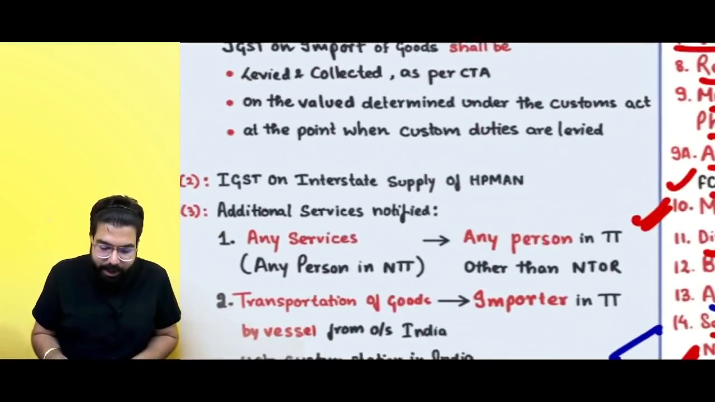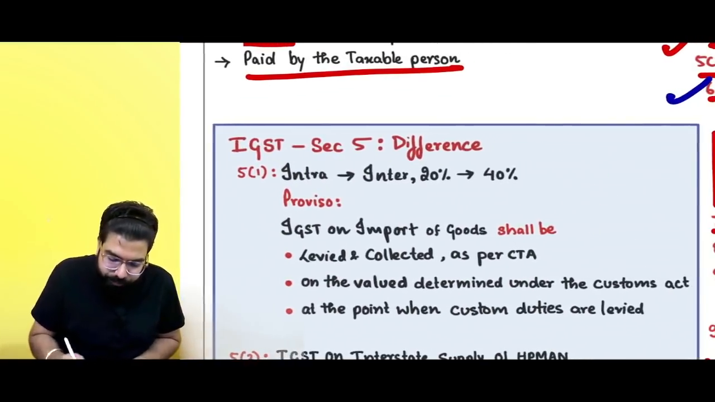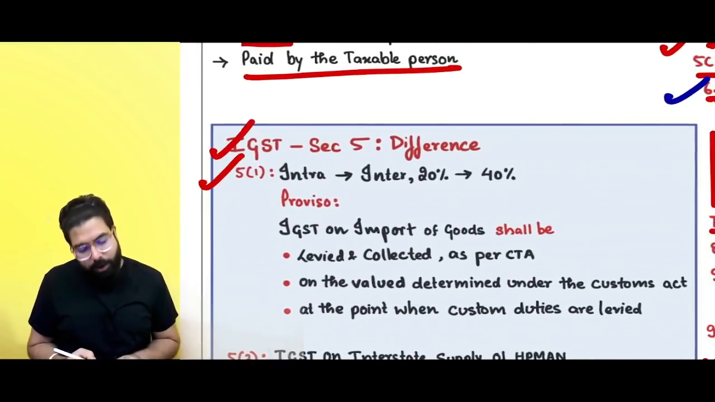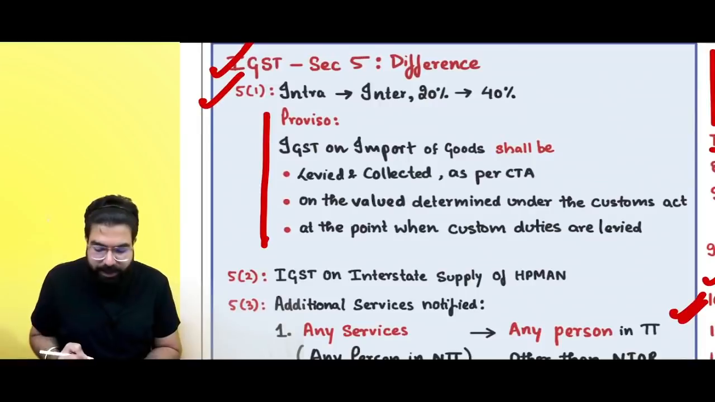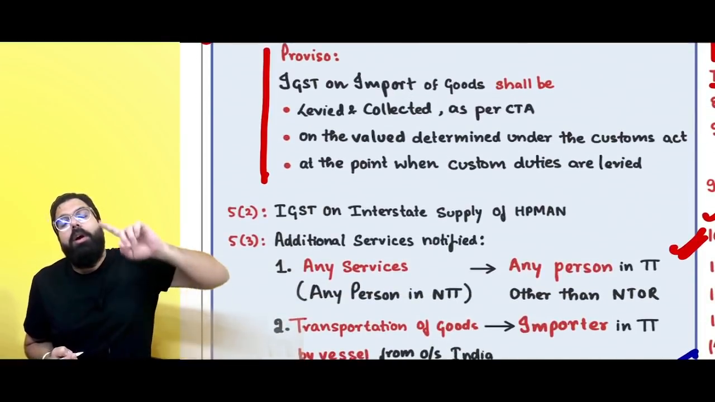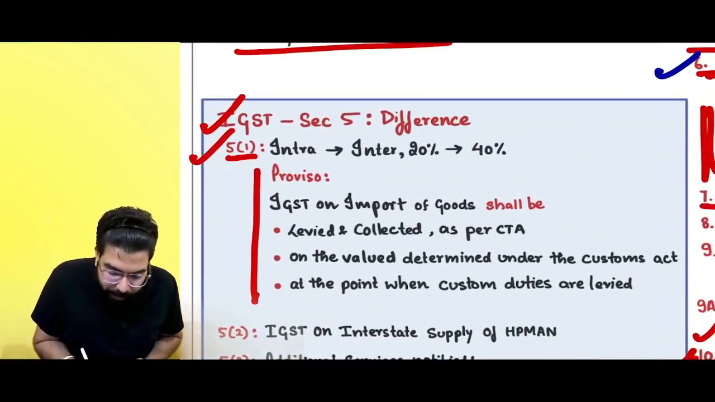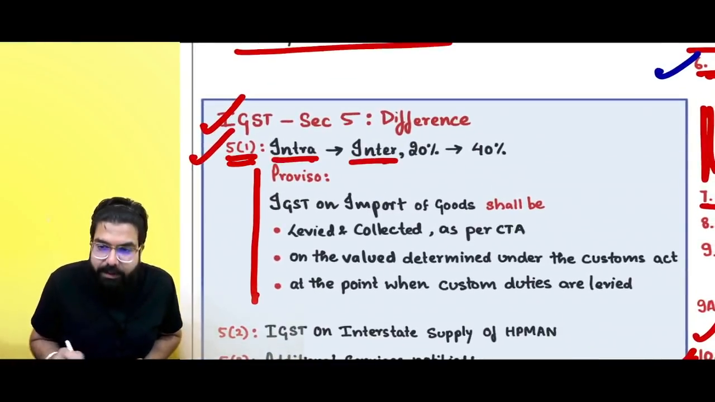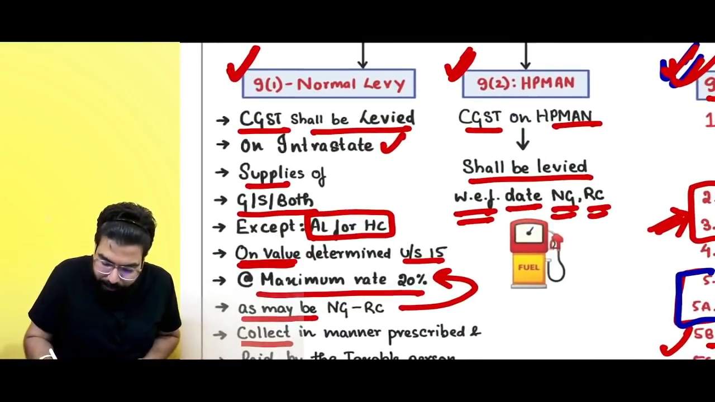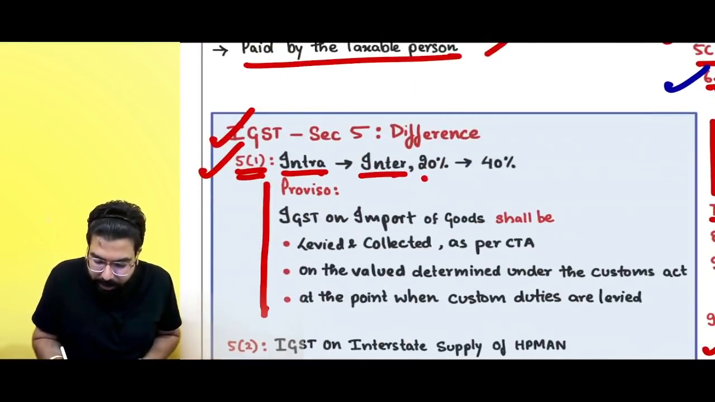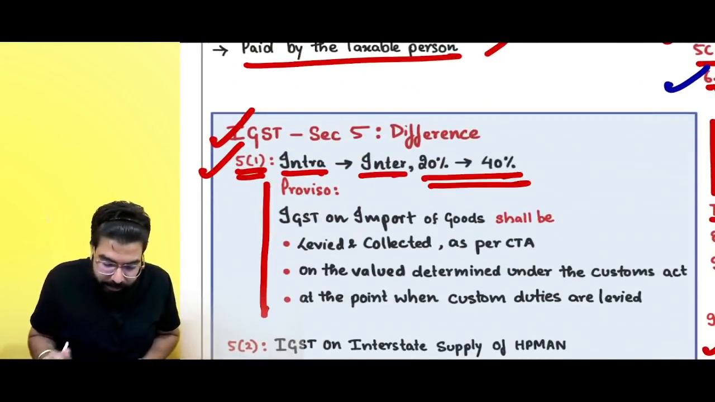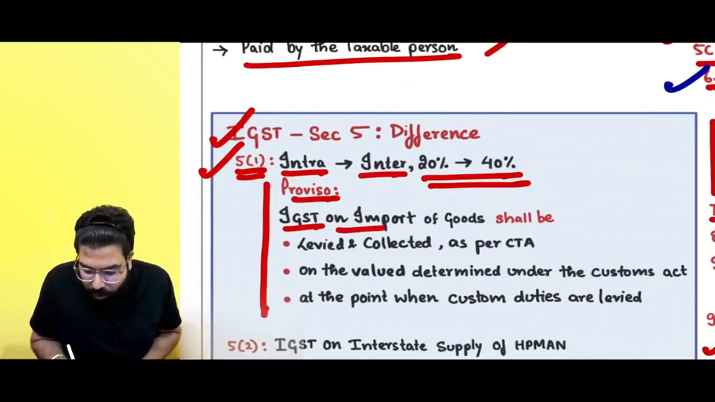Let's quickly see everyone. Section number 5 had section number 5.1. The proviso you will anyways understand: the proviso says that whenever you import, everyone, section number 5.1, intrastate becomes interstate. Same. Whatever I have told you over here, intra becomes inter, 20% becomes 40%. Sir, proviso, IGST on import of goods.